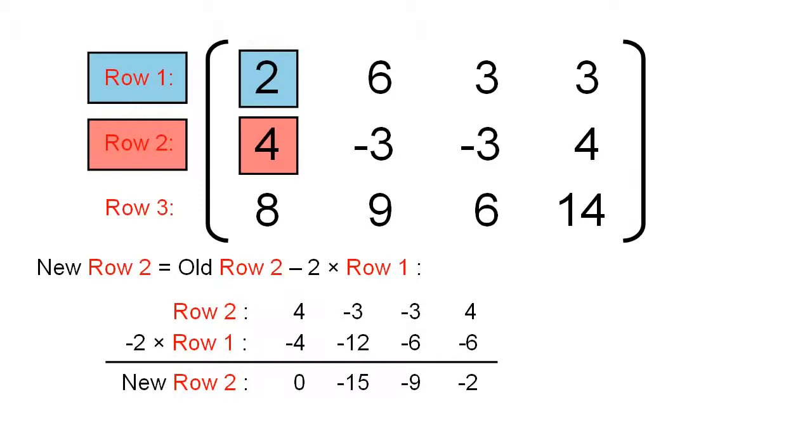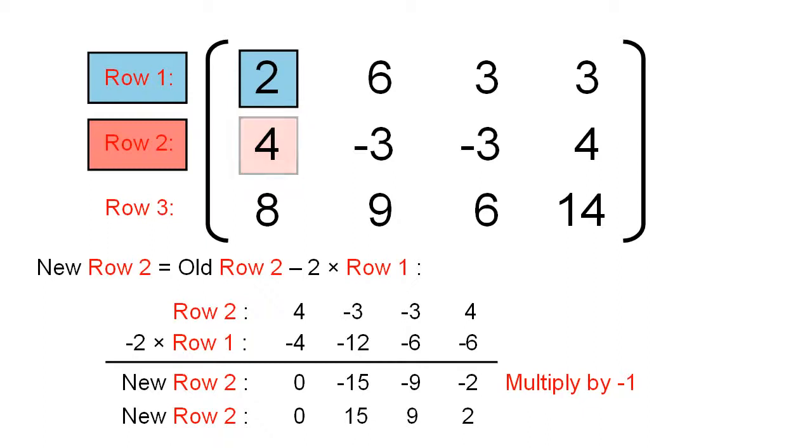And then we replace row 2 with the new row 2. Oh, wait a minute. Let's multiply by -1. I hate starting with a negative there. So we're going to replace row 2 with this new row 2 here. And there we go.